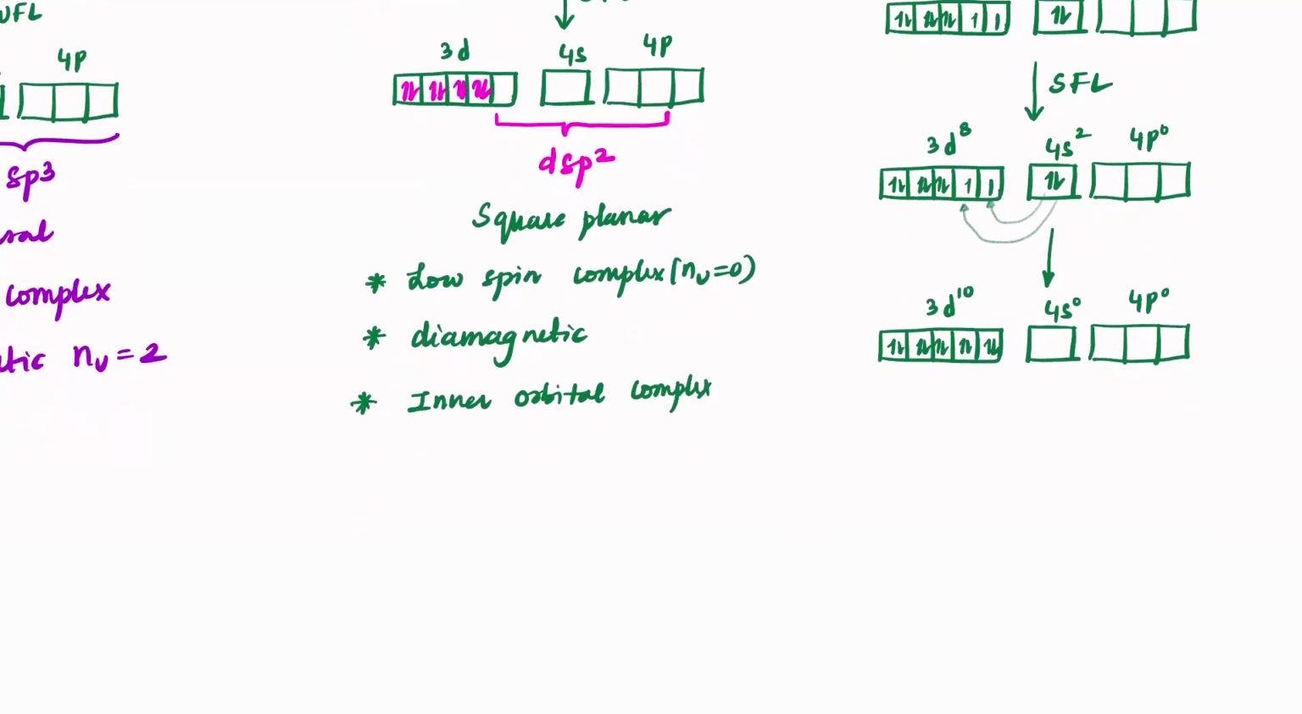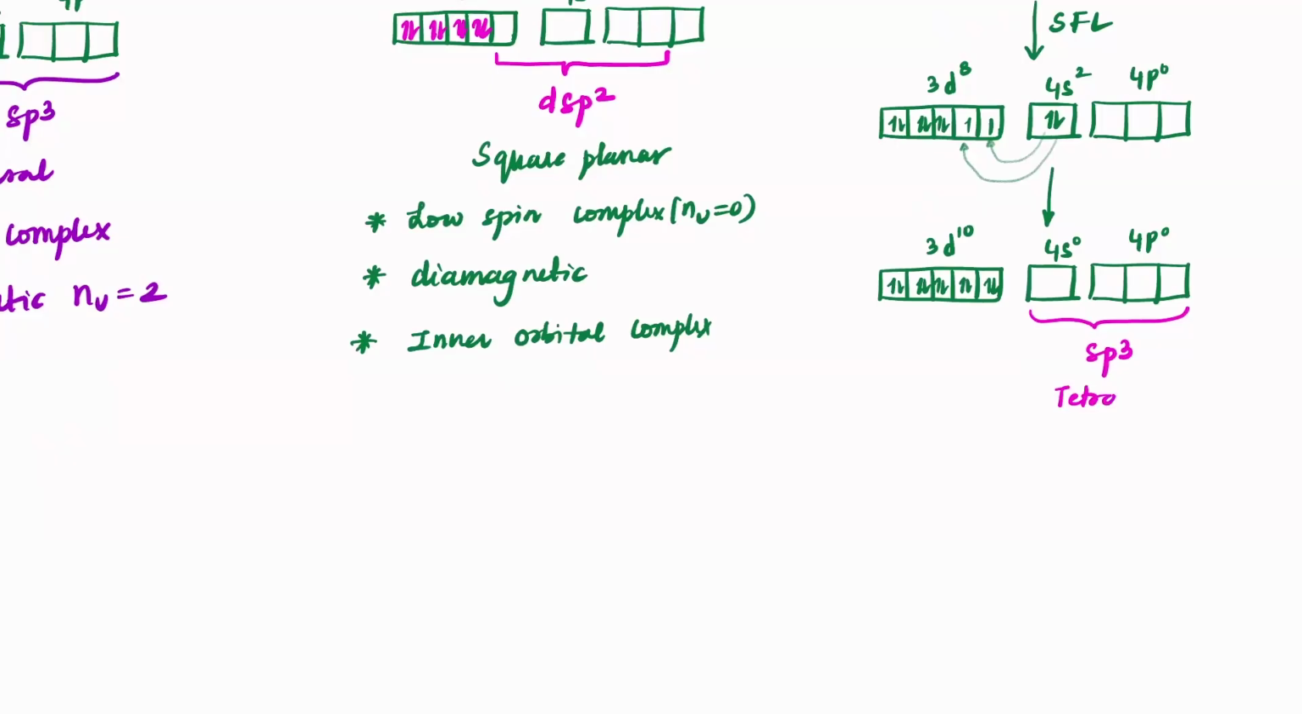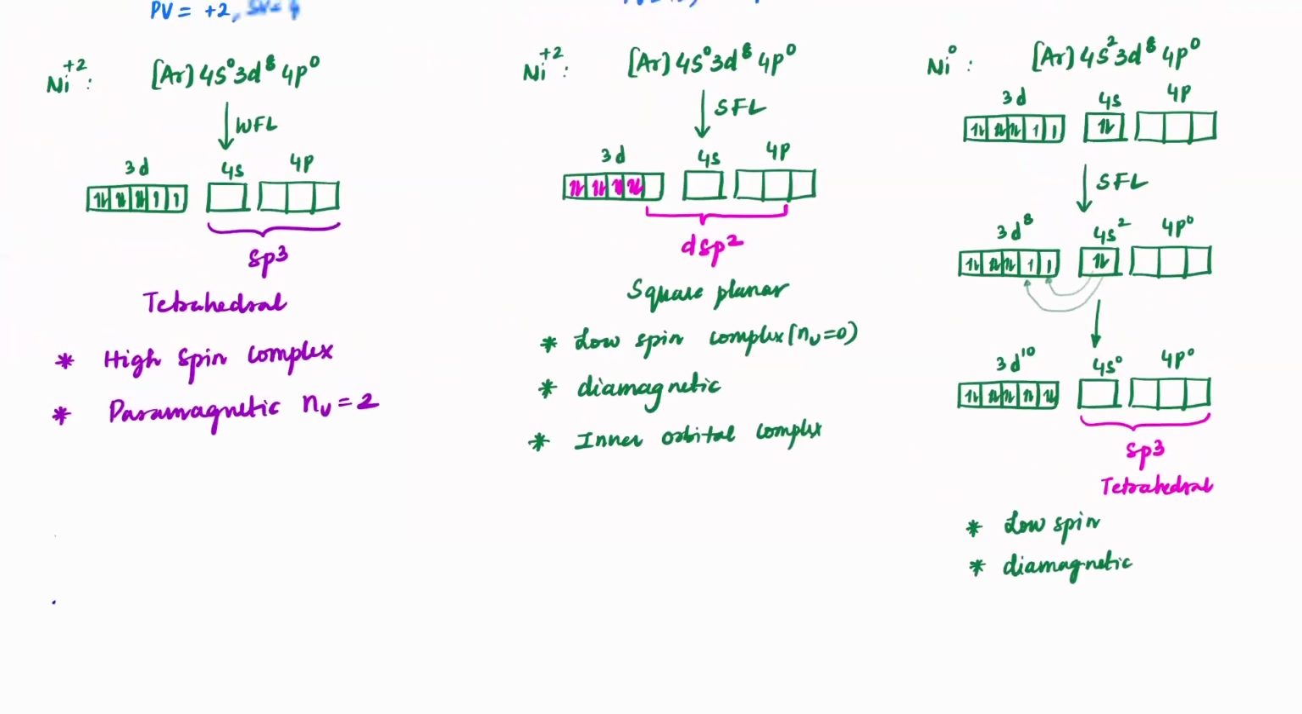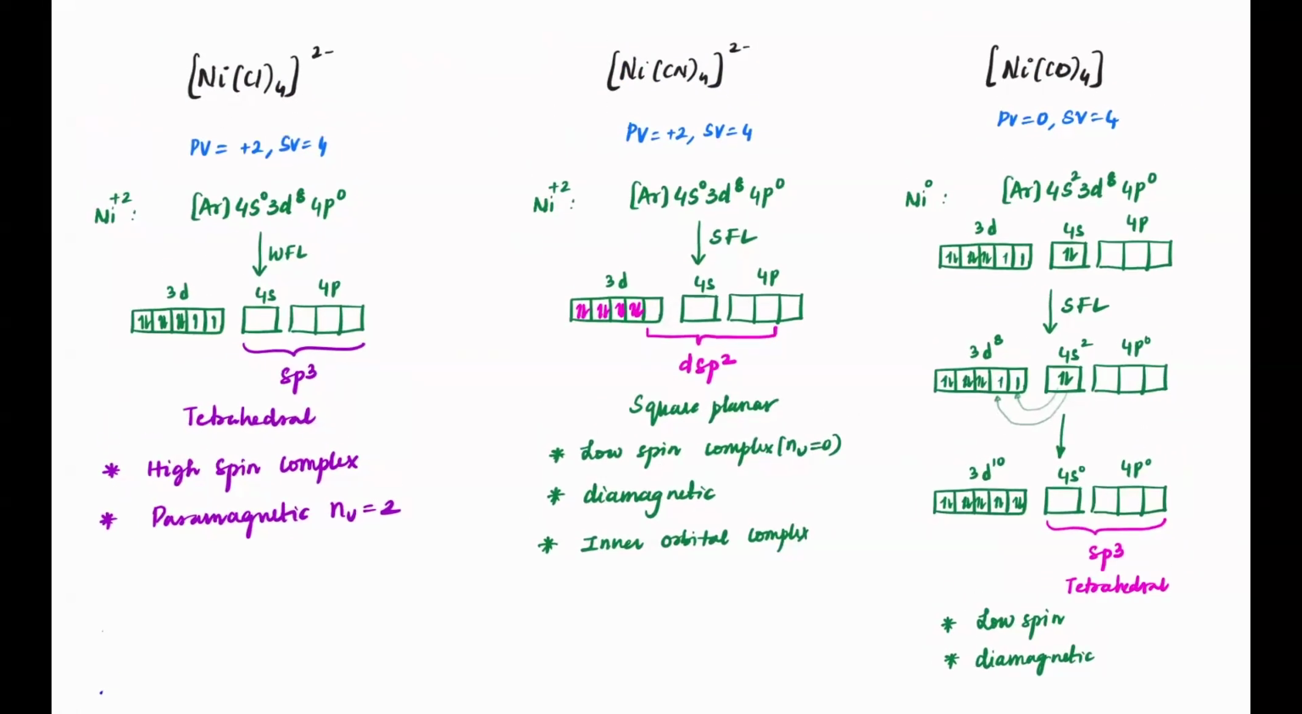That makes it so there is only availability of sp3 hybridized orbital. Hence it is going to be tetrahedral geometry, and the rest of the features will be similar. This is going to be a low spin complex. It is going to be diamagnetic because there are no unpaired electrons. We do not use the word outer orbital either, because we have not used d at all. So it is simply sp3 hybridized orbital. Clear? So please notice these three cases quickly.